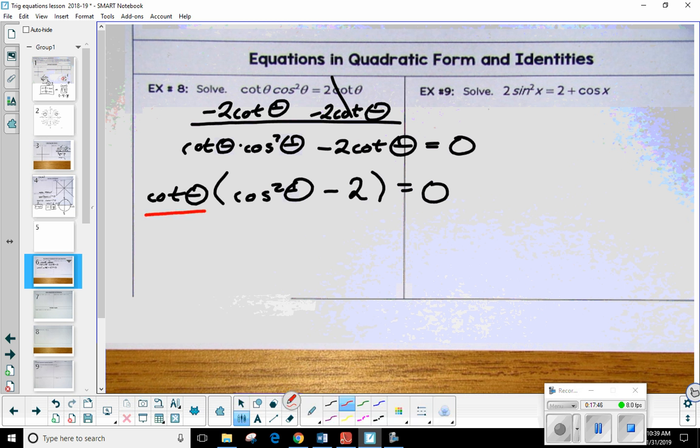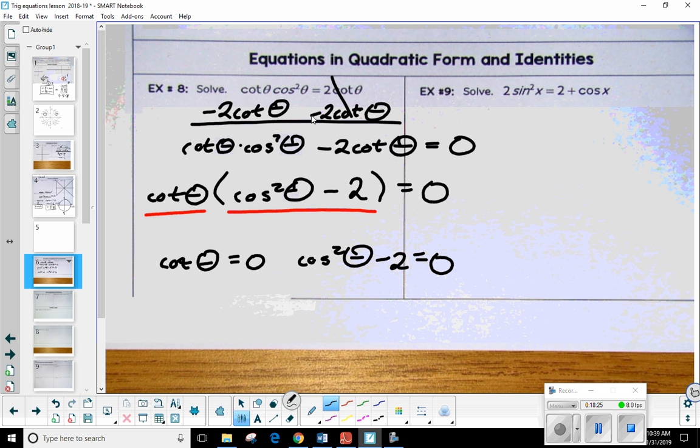So each term, remember this binomial is still considered to be one term, I'm going to set equal to 0, and I can go ahead and solve. So cotangent of theta equals 0, or cosine squared of theta minus 2 will equal 0. Now remember, even though we've come across an equation that has cotangent, if necessary, I can still draw the triangle, and it comes down to its ratio, because that's what's going to give you the special right triangle. But what do you notice about cotangent of theta equals 0?